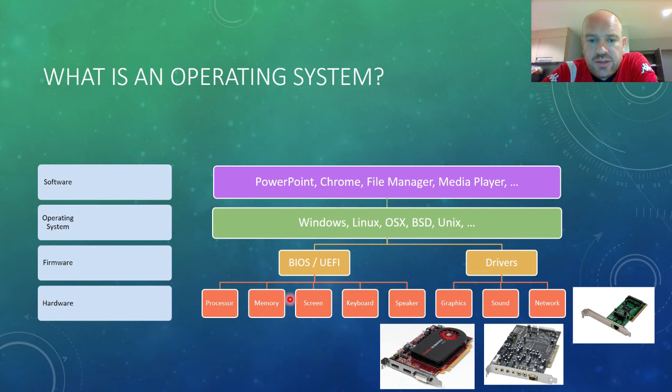How do you get from having the computer in front of you, you hit the on button, to something happening? Well, you have two choices. You have the BIOS and the UEFI. The BIOS is the basic input-output system. It's been around since the 1980s, so around 40 years.